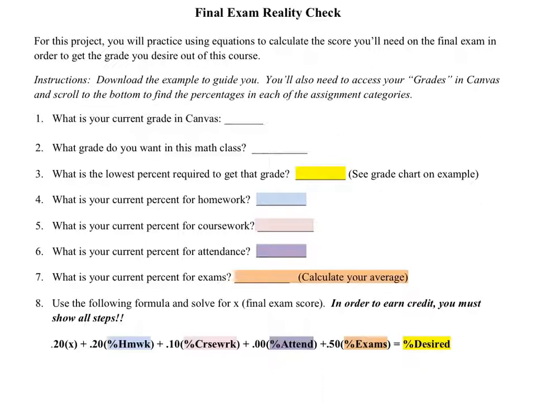Let's go over it. For this project, you will practice using equations to calculate the score you'll need on the final exam in order to get the grade you desire out of this course. So download the example to guide you. You'll also need to access your grades in Canvas and scroll to the bottom to find the percentages in each of the assignment categories. Now, I'm not going to do that because it would be a violation of FERPA policies.